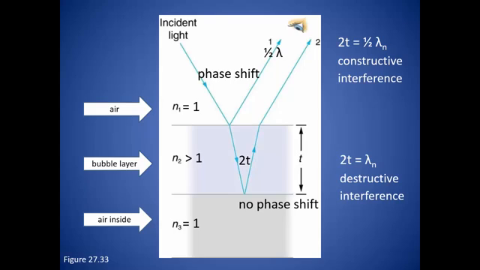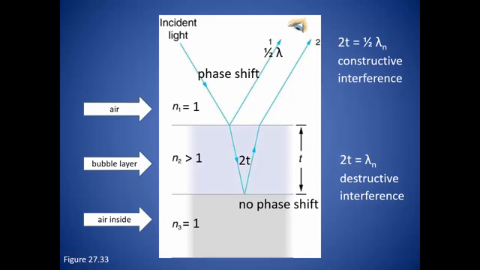Something to keep in mind is that since the index of refraction is higher in the bubble layer, we can say that the speed of the wave is slower than the speed of the wave in the air. We also know that the speed of the wave in anything is determined by the frequency of the wave and the wavelength of the wave. Since the frequency of any given wave is determined by its source, that must mean that the speed of that wave in a different media changes the wavelength of the wave.